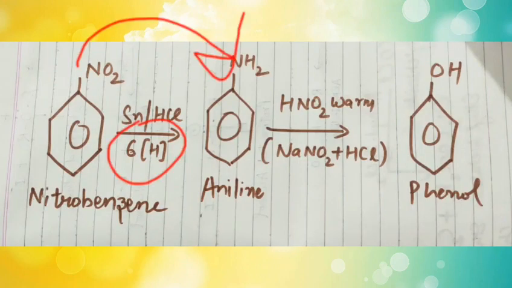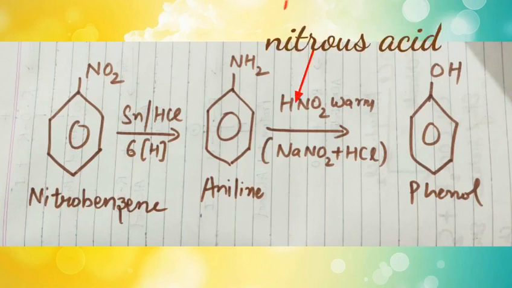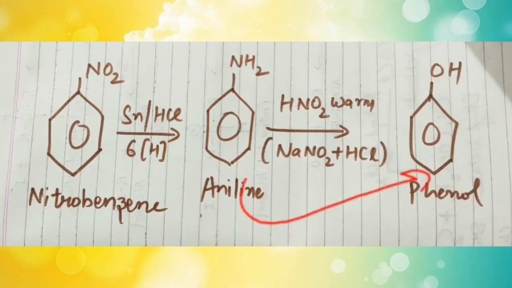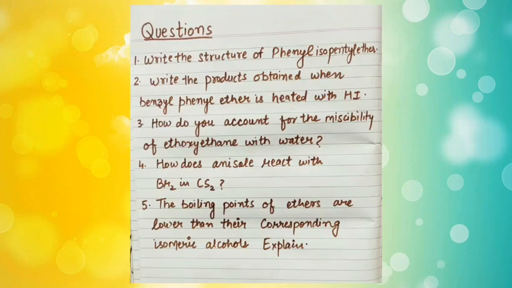Now the next question is, how will you convert nitrobenzene into anisole? First of all, there will be reduction of nitrobenzene, and nitrobenzene will be converted into aniline. And now we will treat aniline with nitrous acid, and after treating with nitrous acid, aniline will be converted into phenol. And how phenol will be converted into anisole, we have discussed in the previous reaction.